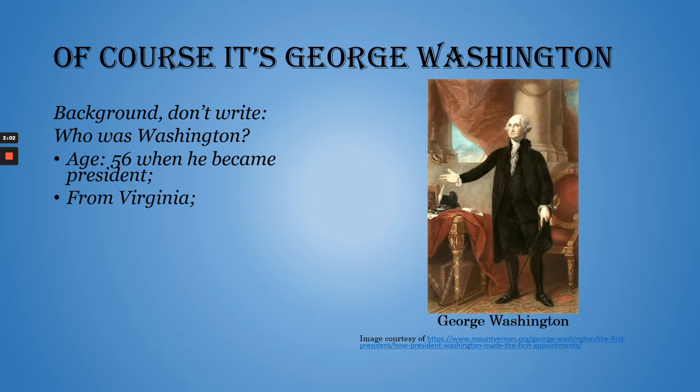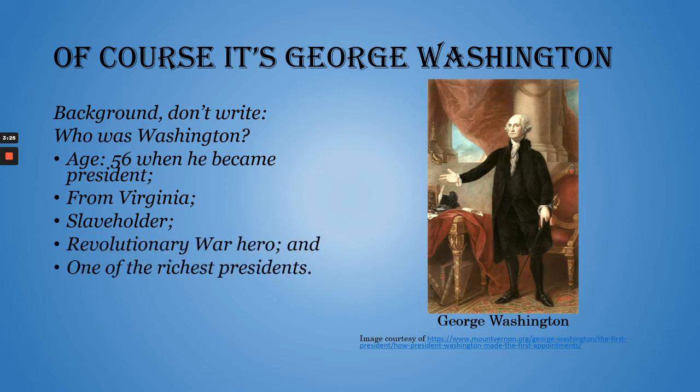So he's seen as the logical choice to become president. He's from Virginia, which was the biggest and therefore the most powerful state, at least in terms of political power in the new Congress, because they'd get the most representatives in the House of Representatives. He's a slaveholder, as most of these founding fathers from Virginia were. As we know, Revolutionary War hero.